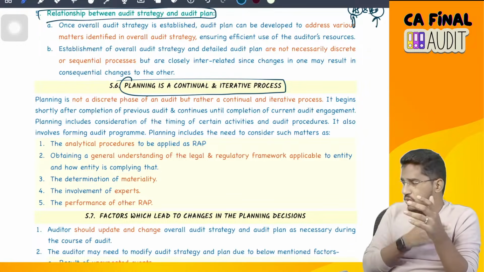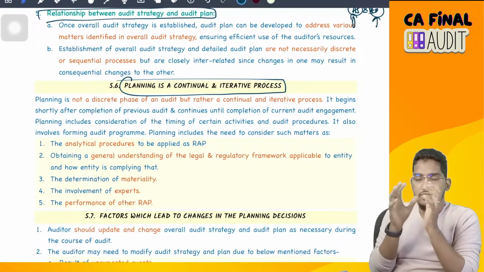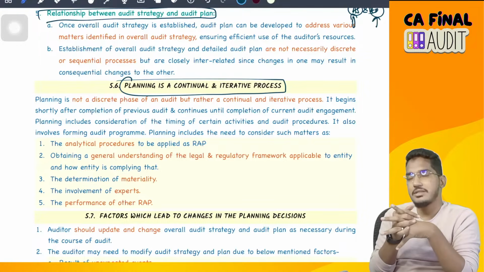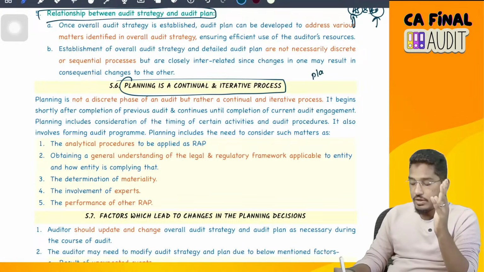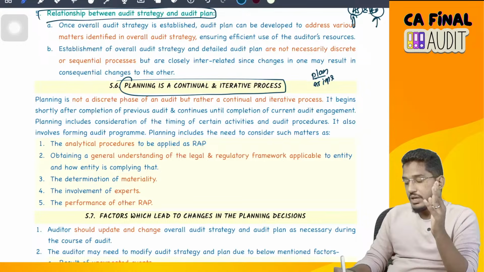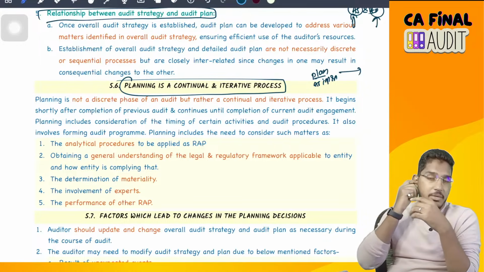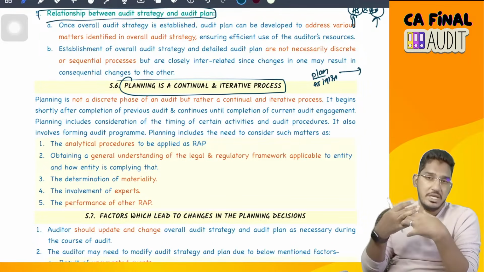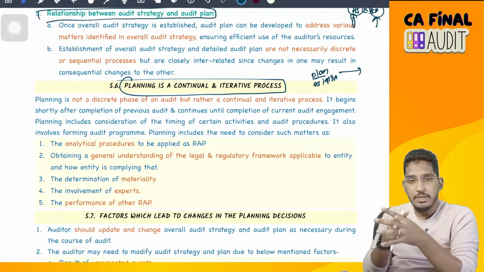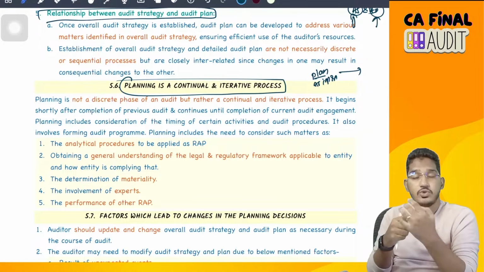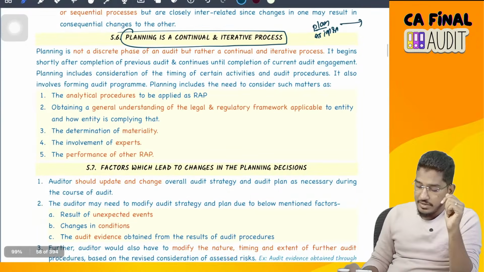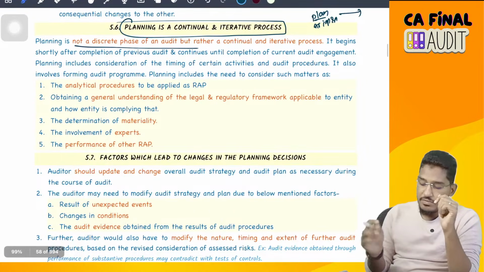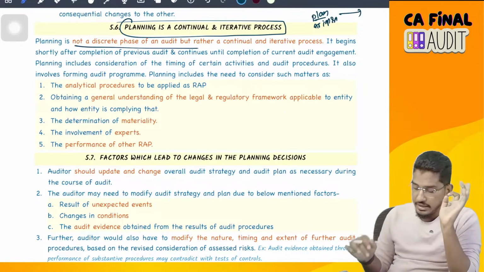Sir, what does that mean? Throughout the audit, will I be doing only planning? No, that's not what I meant. What do I mean by planning is a continuous process? At the starting phase of the audit, we plan the audit. We will have an audit strategy, plan and program in place. But during the course of the audit, we should remain alert to information which might require us to make changes to our audit strategy and plan. If you come across any circumstances which require you to make changes to your audit strategy, plan and program, you should be ready to update it. That is the meaning of planning being a continuous process. So planning is not just a discrete phase of an audit, but rather a continuous and iterative process.